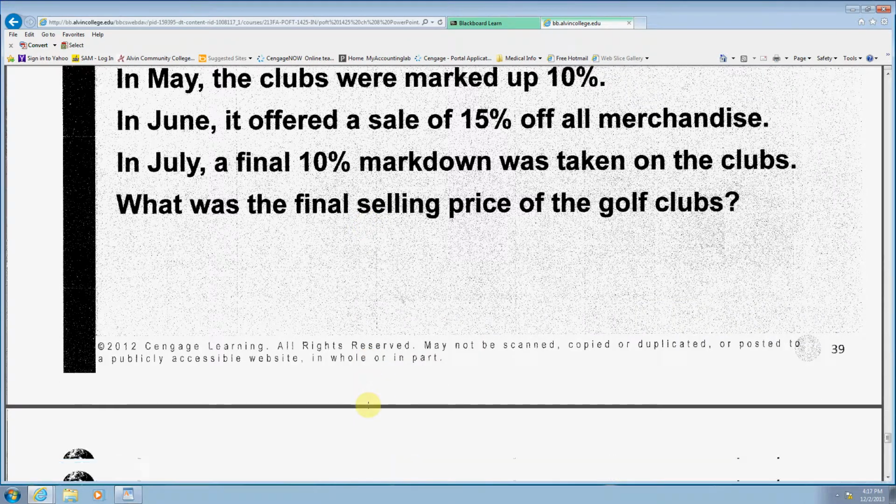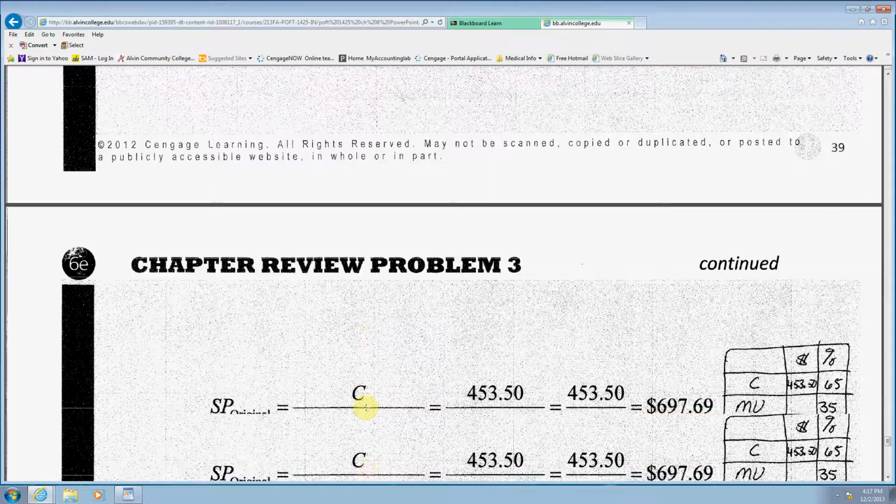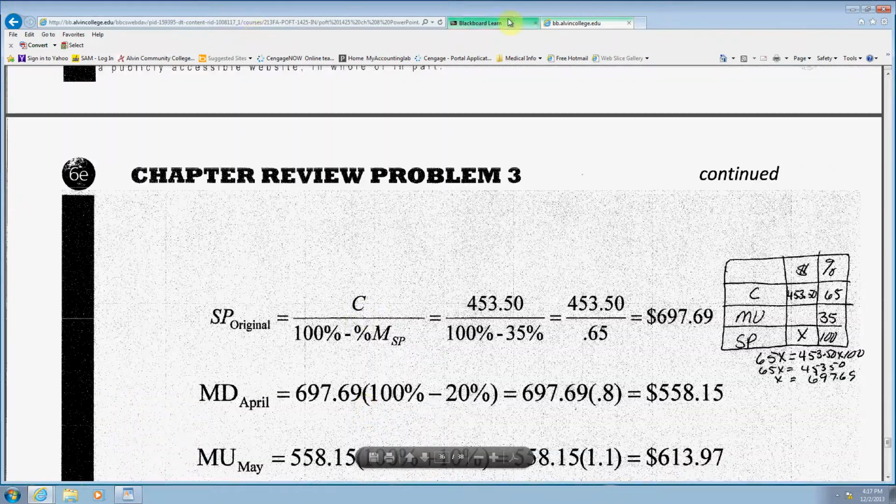So once we figure out our first one, then we're just working off of the previous amount. So we know the cost was $453.50. We know we're trying to solve for the selling price based at 100%. And we have a 35% markup. So when we subtract, the markup based on cost is 65%. So 65x, 453.50 times 100, and we solve, we get the same as we use this formula.